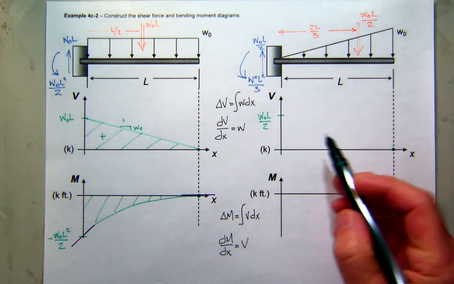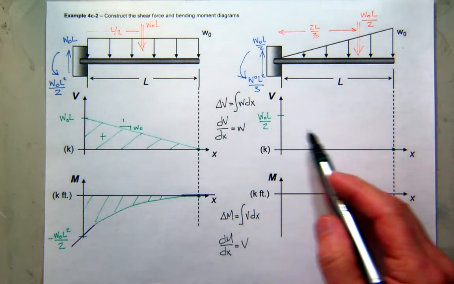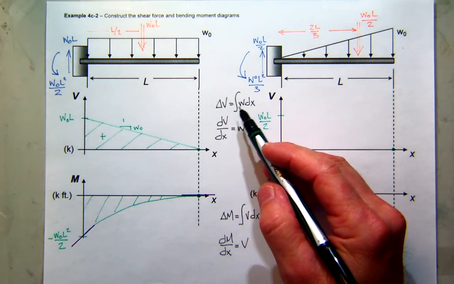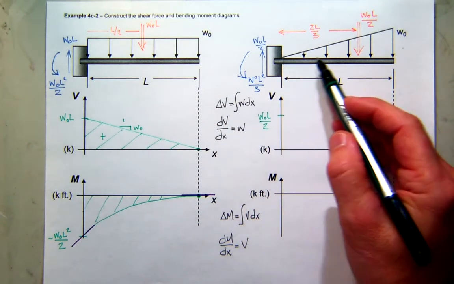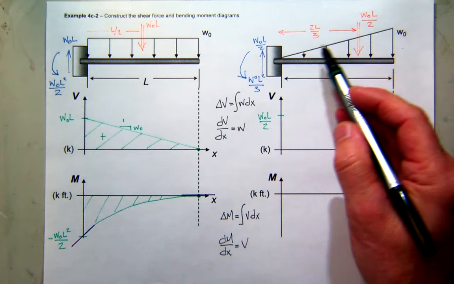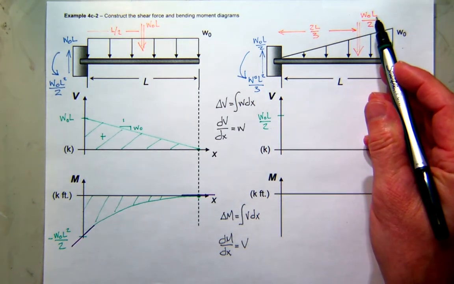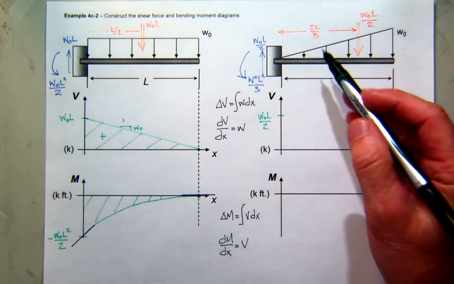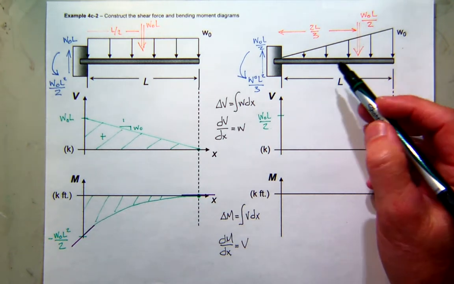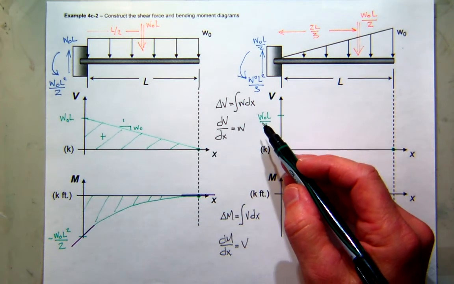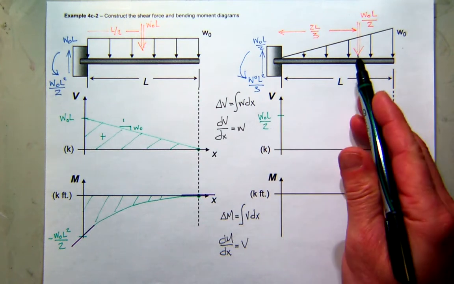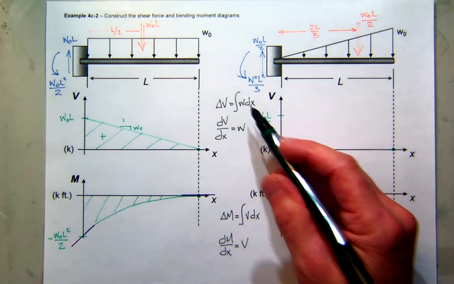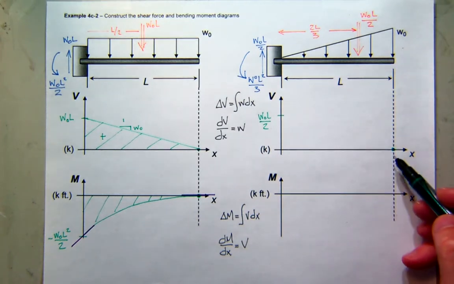It's 0. So the change in shear over this length L is given by the area of the load curve. And what's the area of this load curve? Well, we've already computed it. It's right here. It's W naught L over 2, or 1/2 base times height. And what kind of load is that? Positive or negative? Negative. So I'm going to start at positive W naught L over 2, and then subtract W naught L over 2, and I do in effect get 0. So that checks.